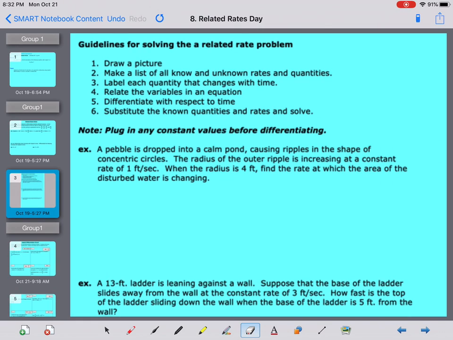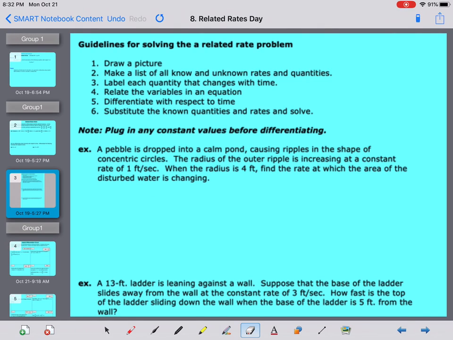So the first example says, a pebble is dropped into a pond causing ripples in the shape of concentric circles. The radius of the outer ripple is increasing at a constant rate of 1 foot per second. When the radius is 4 feet, find the rate at which the area of the disturbed water is changing.